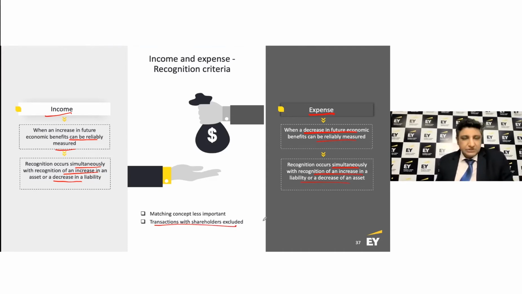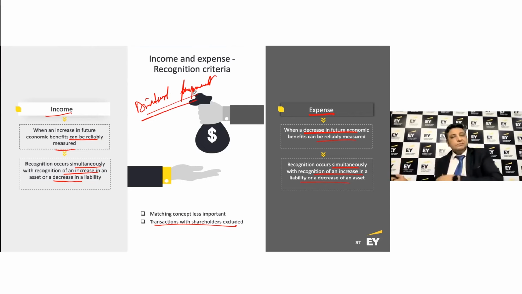Importantly, transactions with the shareholders are excluded. What does it mean? It means that, for example, a dividend payment is essentially a payout to the shareholder, right? And when you pay something, of course, your assets, which is cash, get reduced. So is it an expense? Probably no, right? But then you don't want to call it an expense either, right? It's purely a transaction with the shareholders in their capacity as an owner, right?